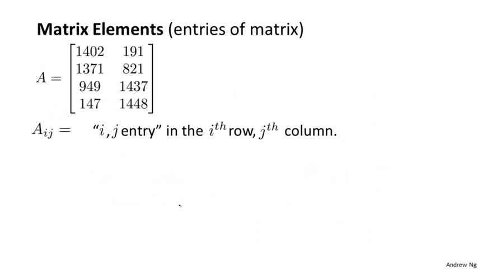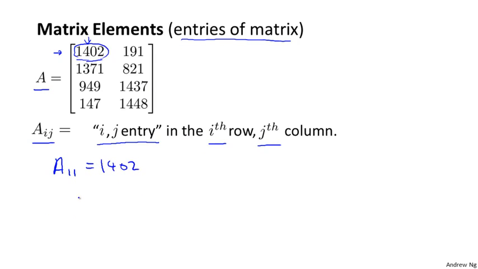Next, let's talk about how to refer to specific elements of the matrix. By matrix elements, I just mean the entries or the numbers inside the matrix. So in the standard notation, if A is this matrix here, then A_ij is going to refer to the i,j entry, meaning the entry in the ith row and the jth column. So for example, A_11 is going to refer to the entry in the first row and the first column. And so A_11 is going to be equal to 1402.